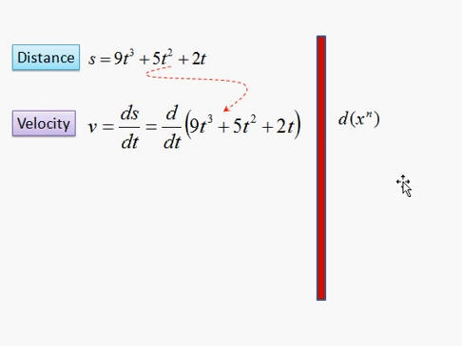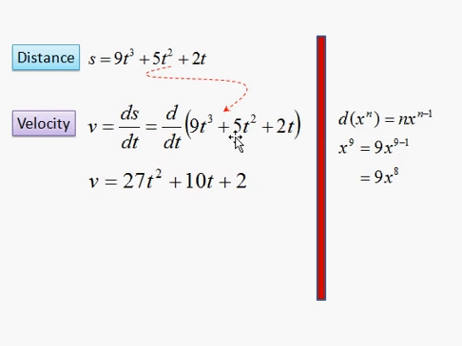If we differentiate x to the power n, this n will come to the front and the power of x will be reduced by 1. If you differentiate x to the power 9, n will come to the front and its power will be reduced by 1, which is 9 into x to the power 8. Let us differentiate similarly here also, and by differentiating we get the equation for velocity.